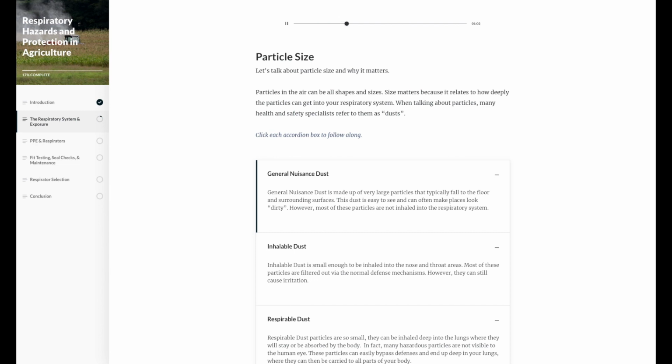General nuisance dust is made up of very large particles that typically fall to the floor and surrounding surfaces. This dust is easy to see and can often make places look dirty. However, most of these particles are not inhaled into the respiratory system. Inhalable dust is small enough to be inhaled into the nose and throat areas. Most of these particles are filtered out via the normal defense mechanisms. However, they can still cause irritation.